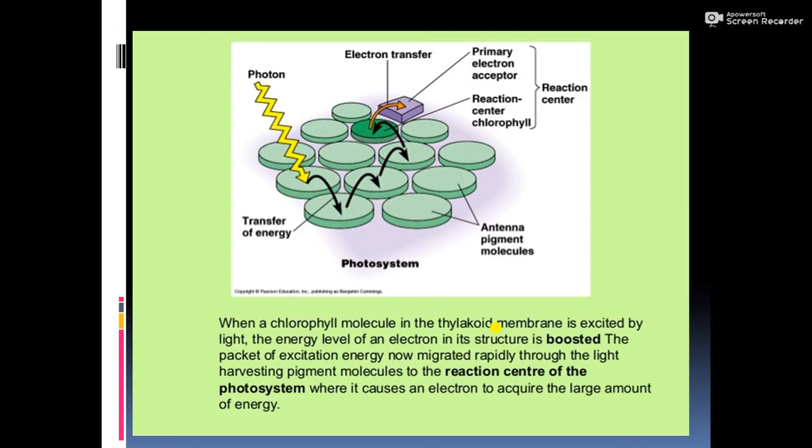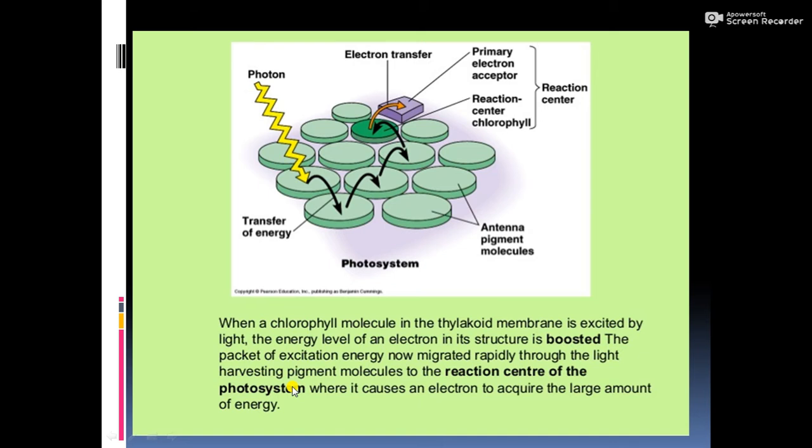How does it happen? When a chlorophyll molecule in the thylakoid membrane is excited by light, the energy level of an electron in its structure is boosted. The packet of excitation energy now migrates rapidly through the light harvesting pigment molecules to the reaction center of the photosystem, where it causes an electron to acquire a large amount of energy. Here we have learned a new word, that is photosystem.